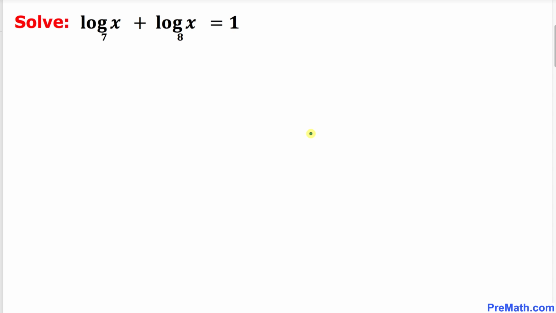So let's go ahead and get started with the solution. Since we want to solve for x, we are going to manipulate this equation. Here's the very first step: let's move this log of x with the base 8 to the right hand side. So we can write log of x with the base 7 on the left hand side, equal to 1 minus log of x with the base 8.